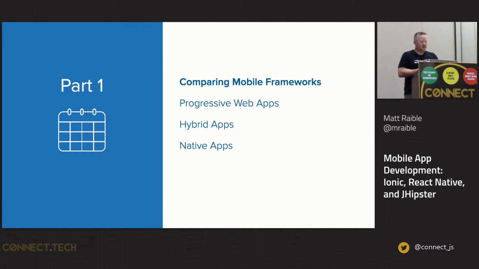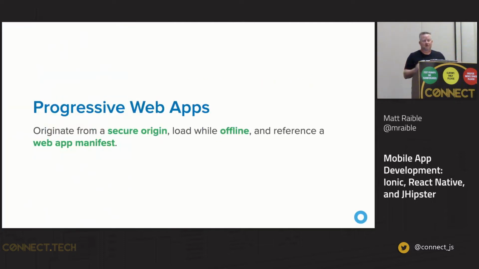So in part one, we're going to do comparing mobile frameworks, talk a bit about progressive web apps, hybrid apps, and native apps. So progressive web apps, if you haven't heard of them, it's basically taking a single page application and doing some things to it that make it so it can do offline mode and basically work like a native app. So it has to originate from a secure origin. That's requirement number one. So it has to be over HTTPS, otherwise you will never get a prompt to install it. It has to load while offline.